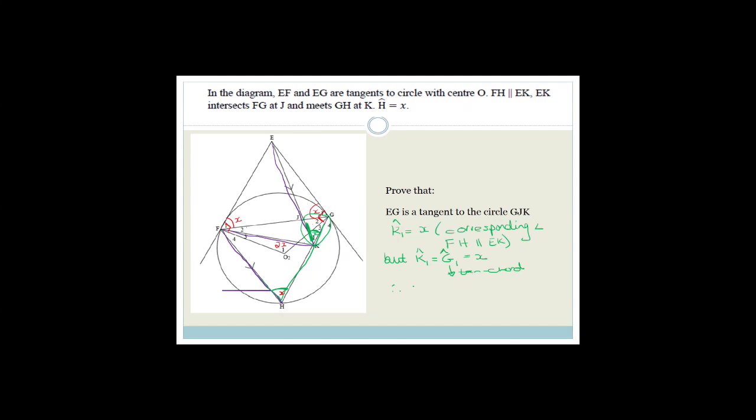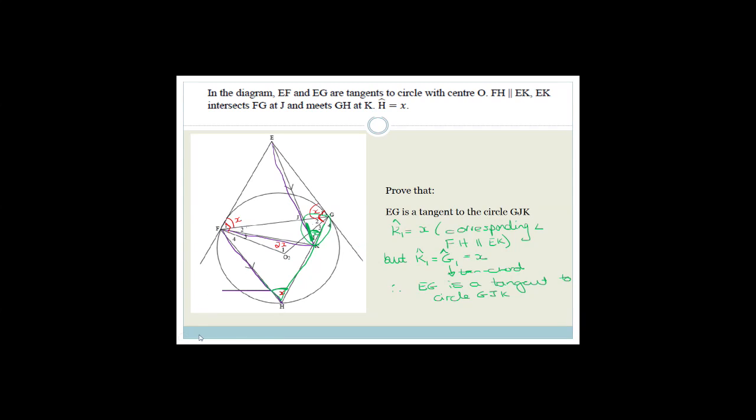Therefore, we can say therefore that EG is a tangent to circle GJK. Nice and easy, hey, if you just think about it.